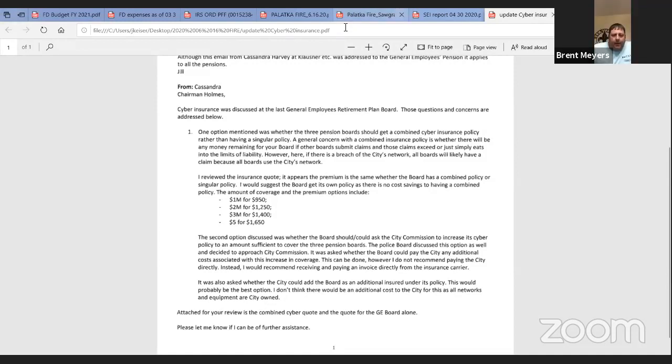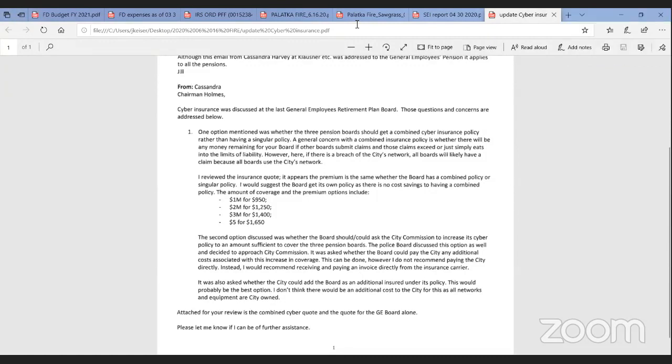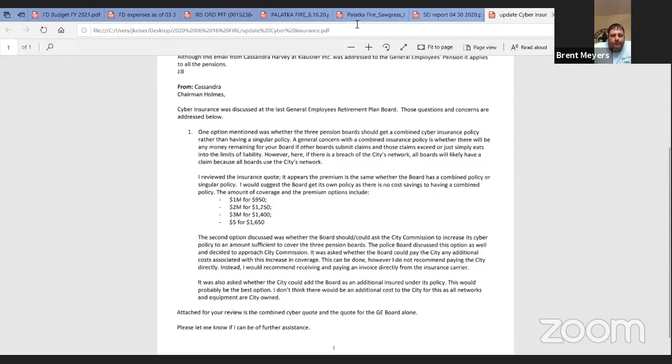I agree. I think we almost need to wait and see what the city's going to do. Miss Jill, what you have up on the screen right now says $1 million for $950. If they wanted us to share that, you're talking about dividing that $950 by probably, what, three boards? Yes. So I almost think that we table this and see what the city comes back with as far as what they're going to do on their part.